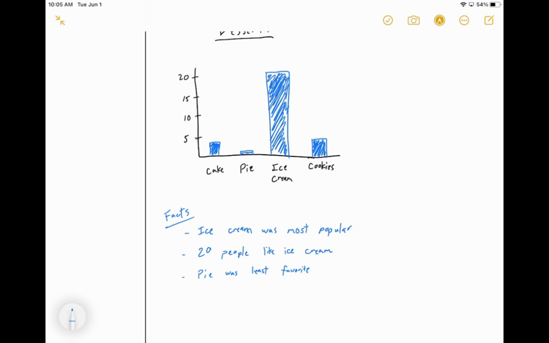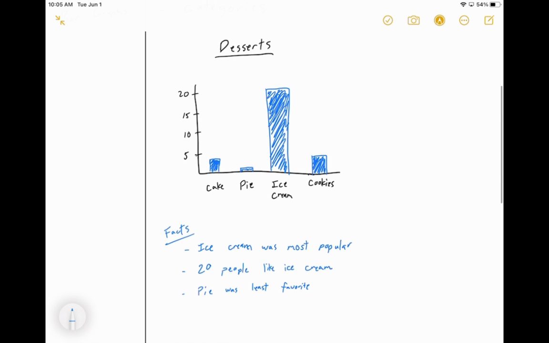I should be able to look at that big bar for ice cream and see from the left that that's 20 people, right? I should be able to look at cake and cookies and say, oh, okay, more people like cookies than cake. That's what's important for us: to look at something and understand what it means. And what this graph is telling us is that most people like ice cream. Not that many people like pie.